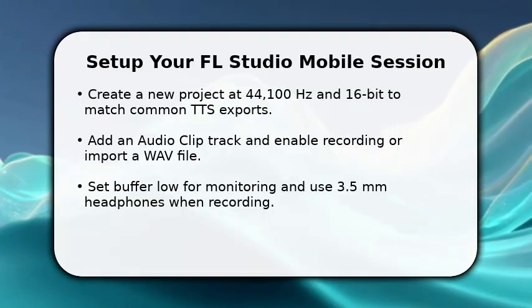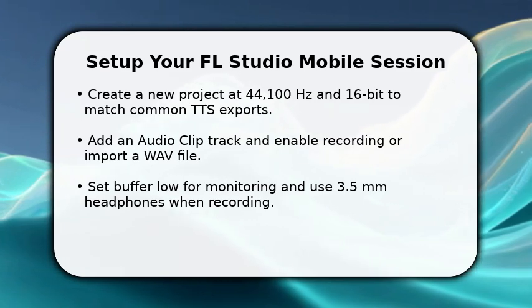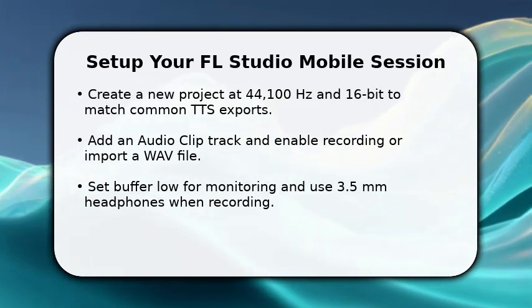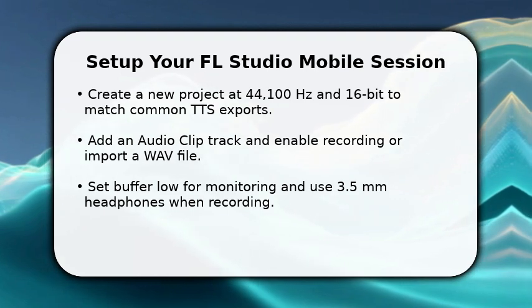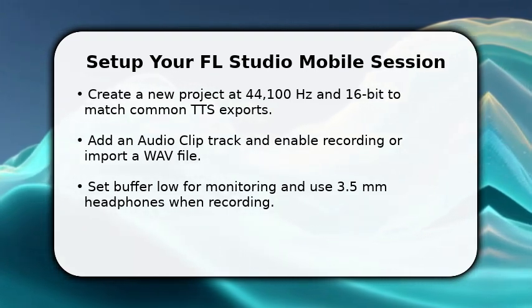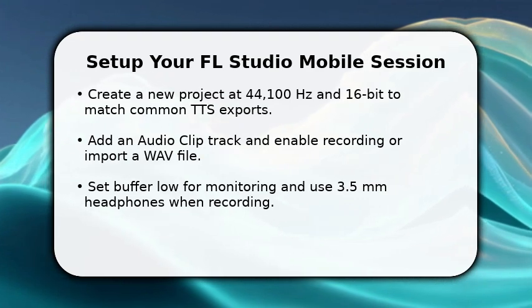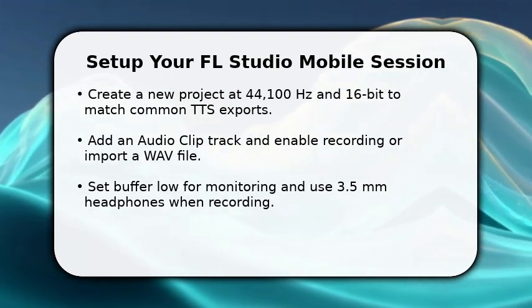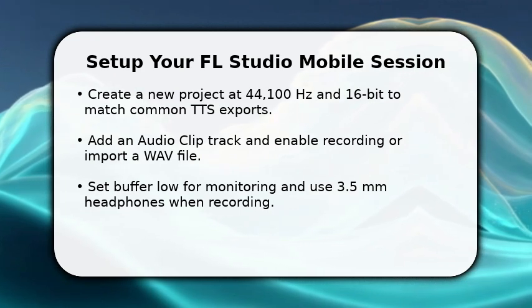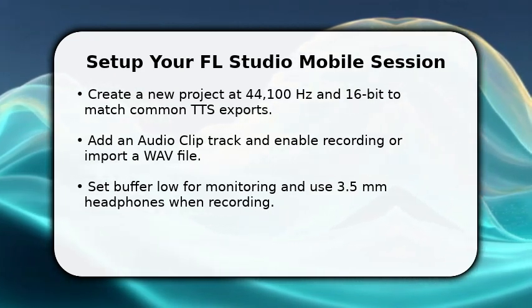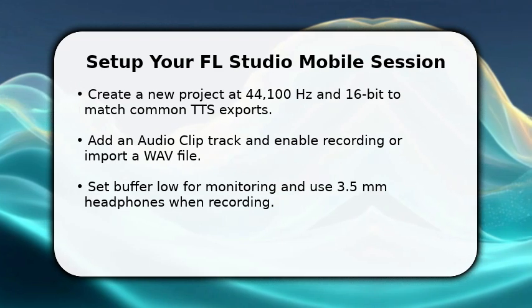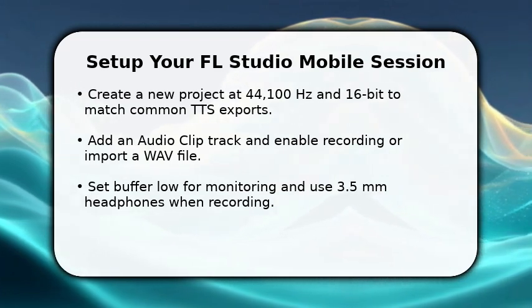Open FL Studio Mobile and create a new project at 44,100 Hz and 16-bit. Create an audio clip track and prepare it for import or recording. Choose a low buffer for near-zero monitoring and use 3.5 mm headphones. Name the track clearly so you can automate it later. Save the project immediately to avoid losing changes.